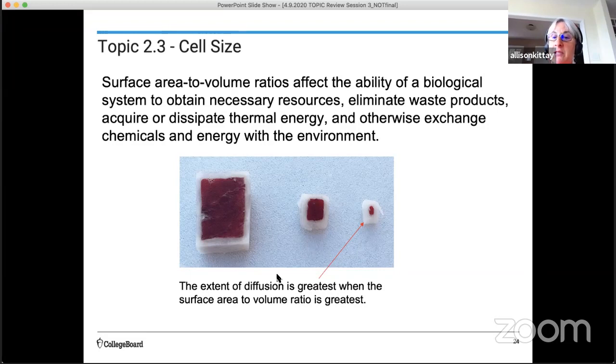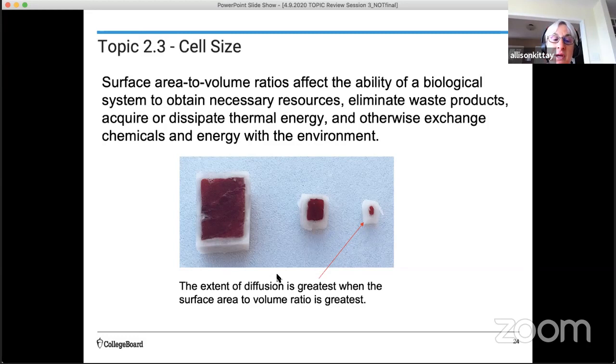And the cell needs to interact with its environment to obtain nutrients, to eliminate waste, to acquire or dissipate thermal energy, or otherwise exchange chemicals and energy with the environment. So this is a lab activity that you may have done while you were in AP Biology class.